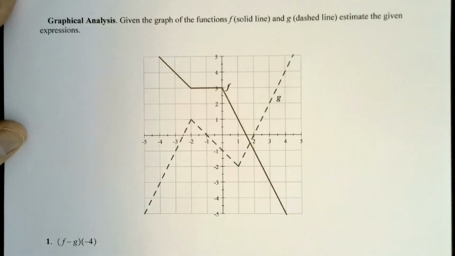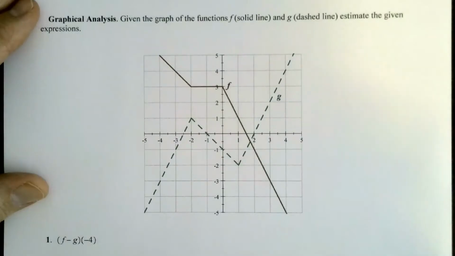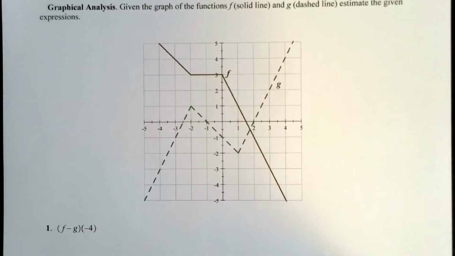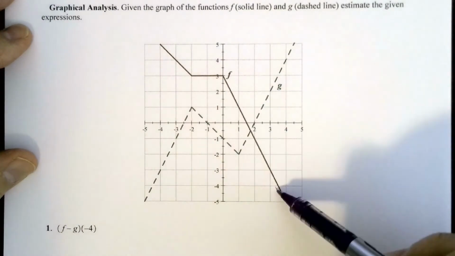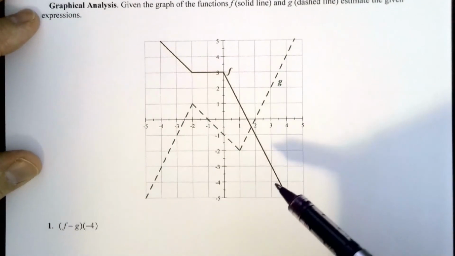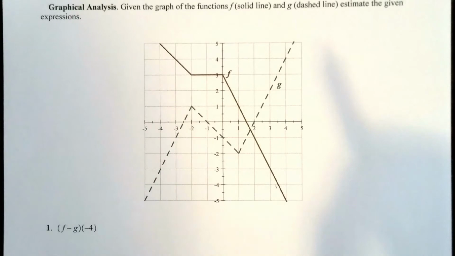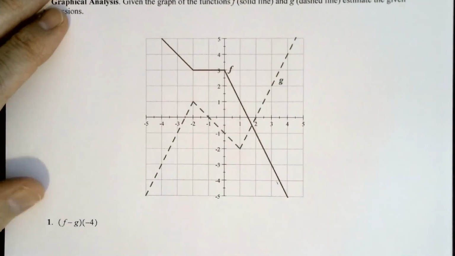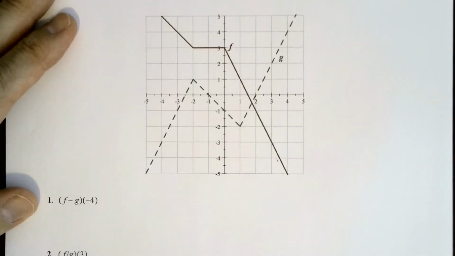I have the graphs of two functions. The solid line is the graph of the function f, and the dashed line is the graph of the function g. I'm not concerned with you coming up with formulas for these functions. You could give piecewise defined functions, because each little segment is a different linear function, but that's not what I'm interested in. Strictly, very quickly, I want us to be able to evaluate compositions and combinations of functions using the graph, and if you remember how we can obtain values for a function given its graph, that's what we're going to be doing here.